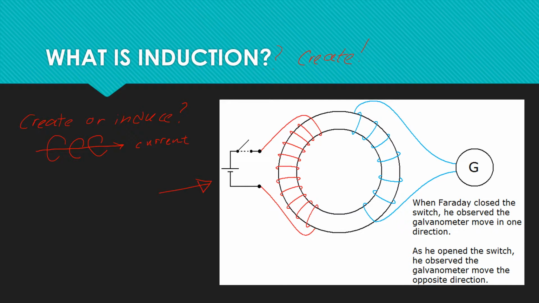When the switch was closed, a little current is generated and it moves slightly to the right. When the switch is opened, the same thing happens but to the left. That is induction. But he wondered why it only happened when he opened and closed the switch. It's because of flux.